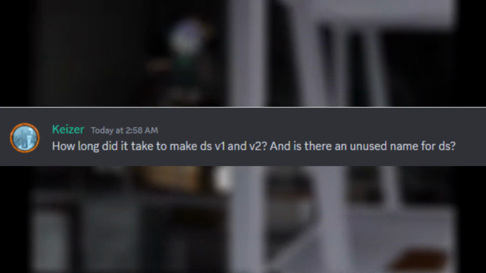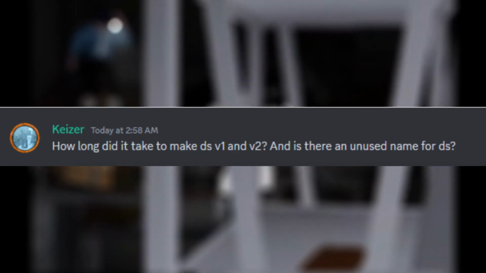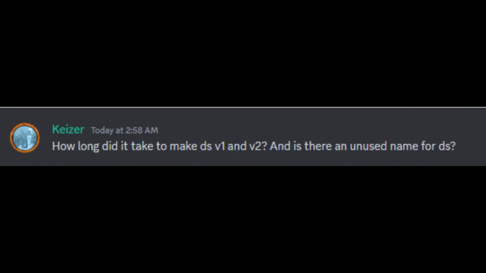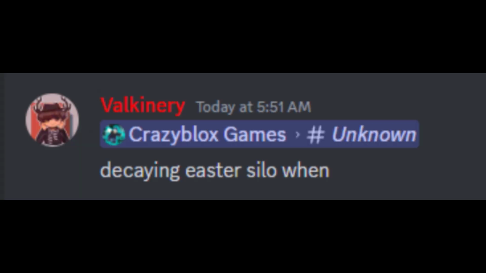Special request. Pass. How long did it take to make V1 and V2? And is there a new name for... Both of them took me around 1 month to make. And for the unused names, there's Sub-Zero Silo and Frostburn Silo. Yeah, I don't know what's Frostburn Silo. What do you mean? The game is the silo with... No.